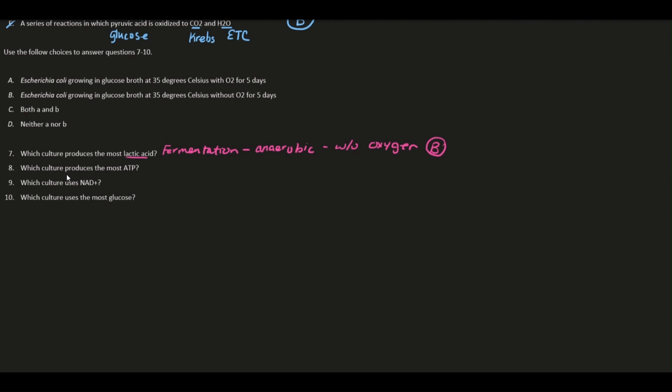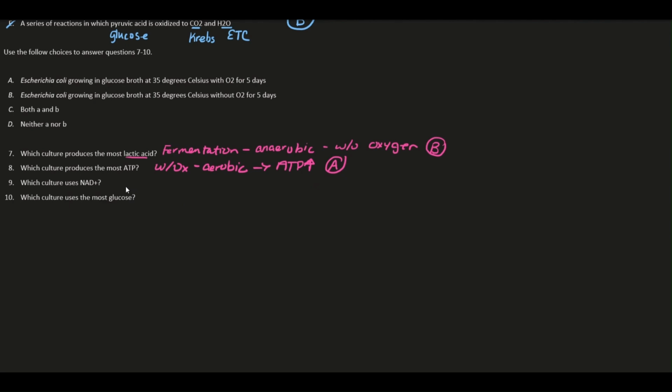Question 8. Which culture produces the most ATP? E. coli growing in glucose broth at 35 degrees Celsius with oxygen, or O2, for 5 days. Well, with O2 we have aerobic respiration, and in aerobic respiration we have a ton of ATP being produced. So the answer is A.